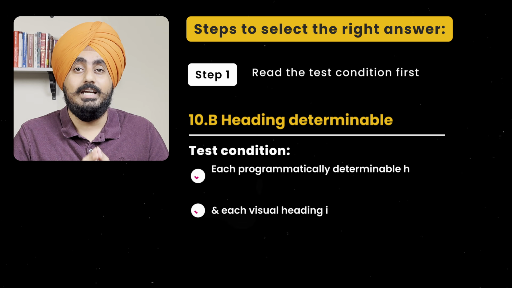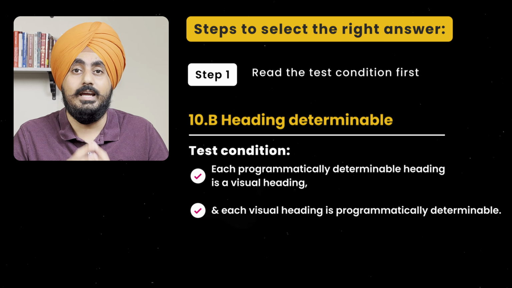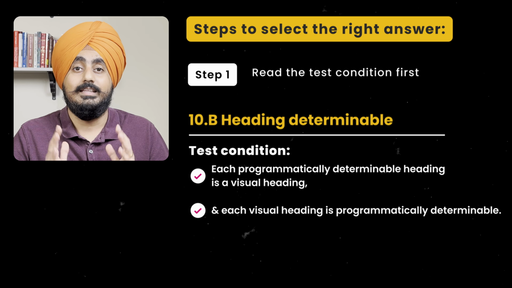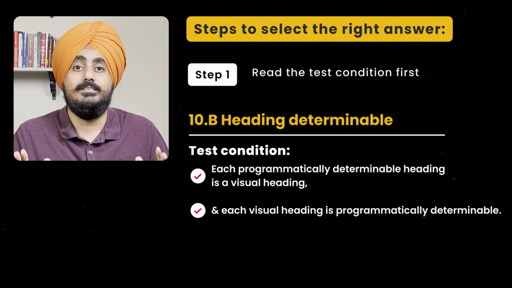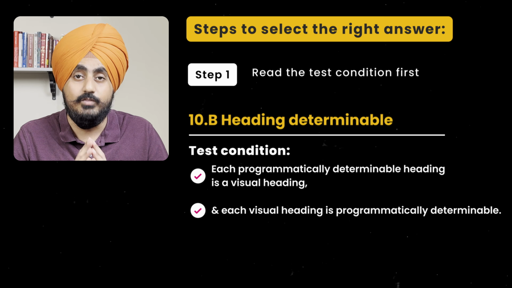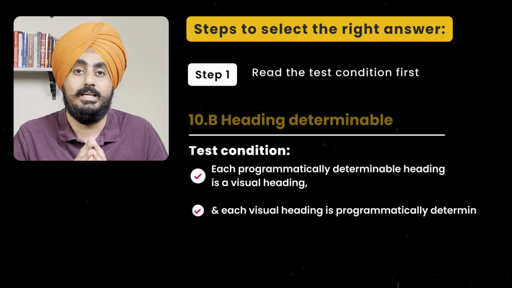For 10b, the condition is not asking whether the heading is descriptive. That is 10a. It's not asking whether the heading level is correct. That's 10c. And it's not asking whether the heading is too short. That is not part of this condition at all. 10b is only asking, does the visual heading match the programmatic heading?